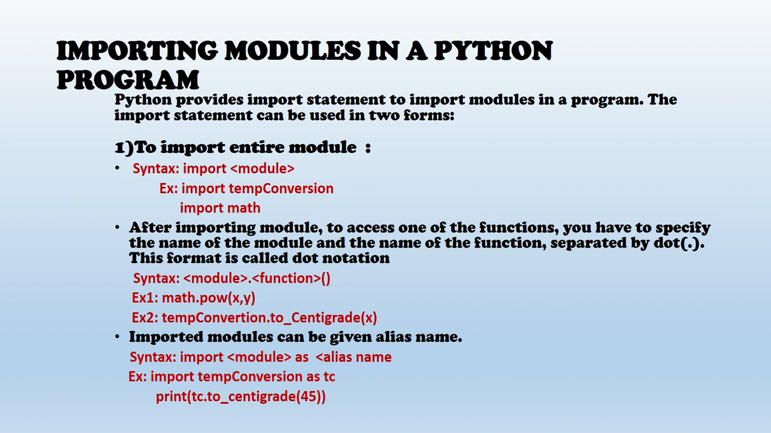Whatever comfortable name you like, you can also give ABC, whatever name is comfortable to you, you can use. So it is print TC dot, instead of temp conversion, TC dot to centigrade of whatever value you want to pass, right?